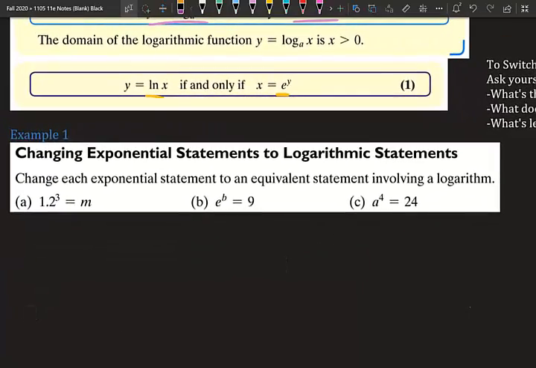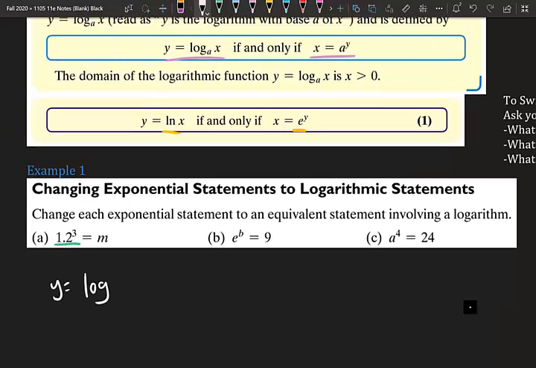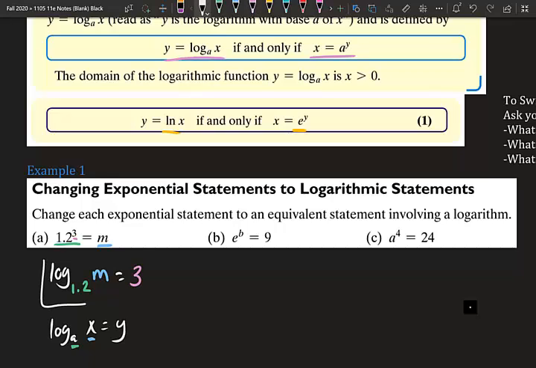We're going to change each exponential statement to an equivalent statement involving a logarithm. So we're going to switch this to a log. The first thing we're going to do is write log. Template: we have log base a of x. So we're going to start off with log and then fill in as we go. The given base is 1.2. What does the given equal? The given equals m, so that's what we're going to write next. And then what's left over in the given? That's going to be your y. So in this case, it's 3. So that's our answer. We just switched it to a logarithm. We just found the inverse.